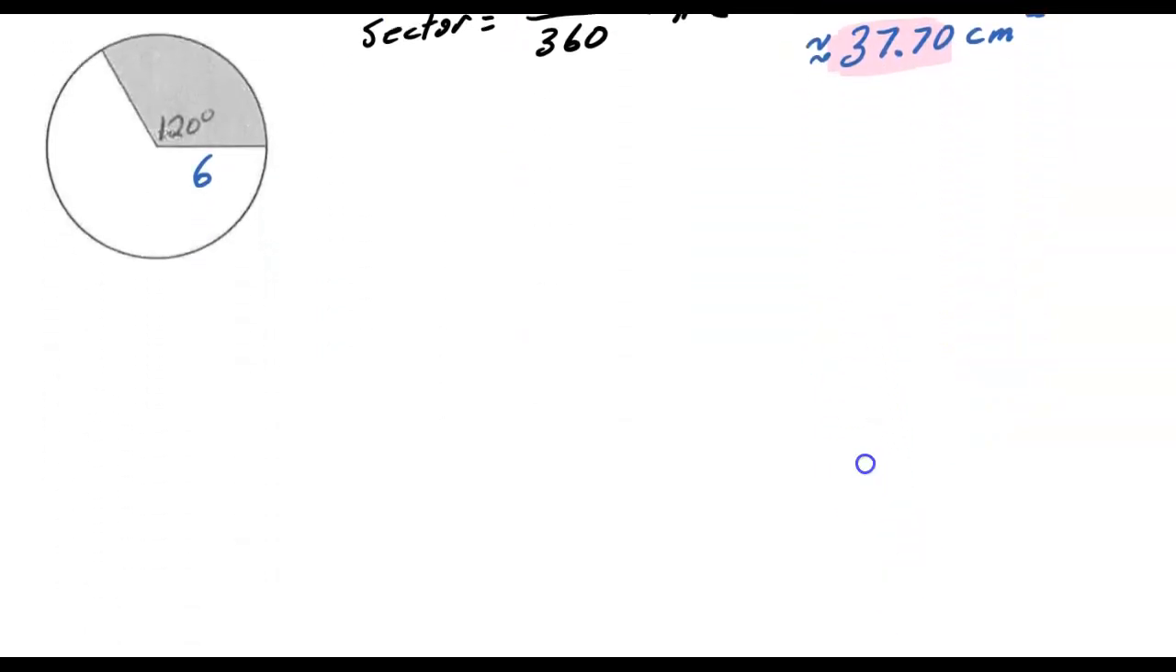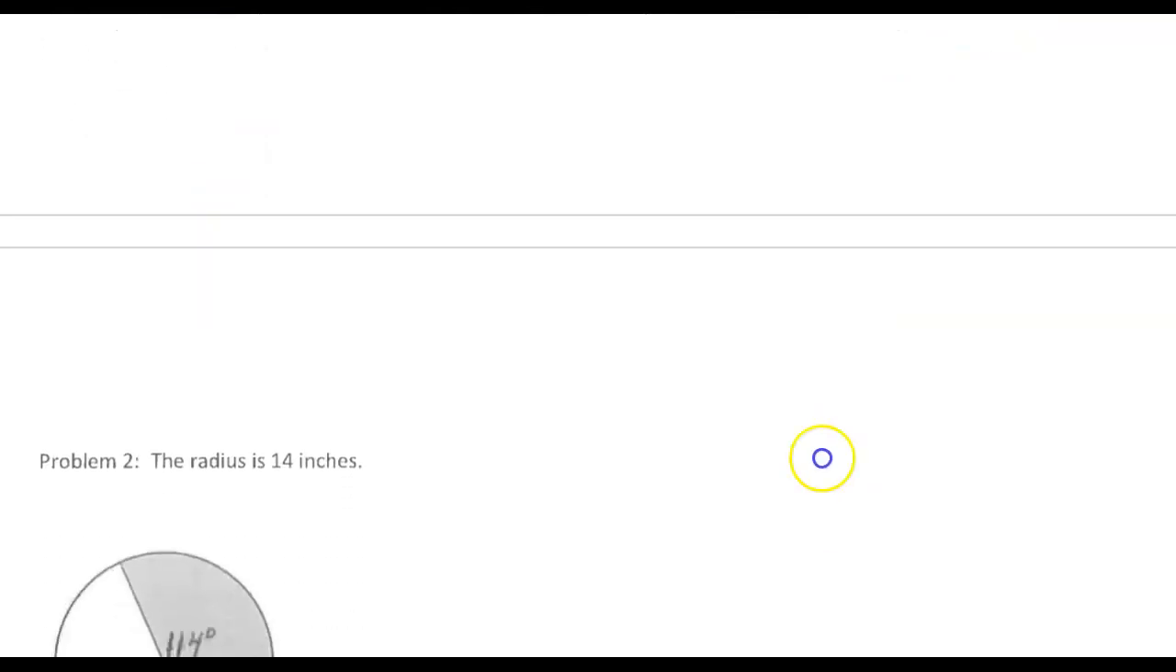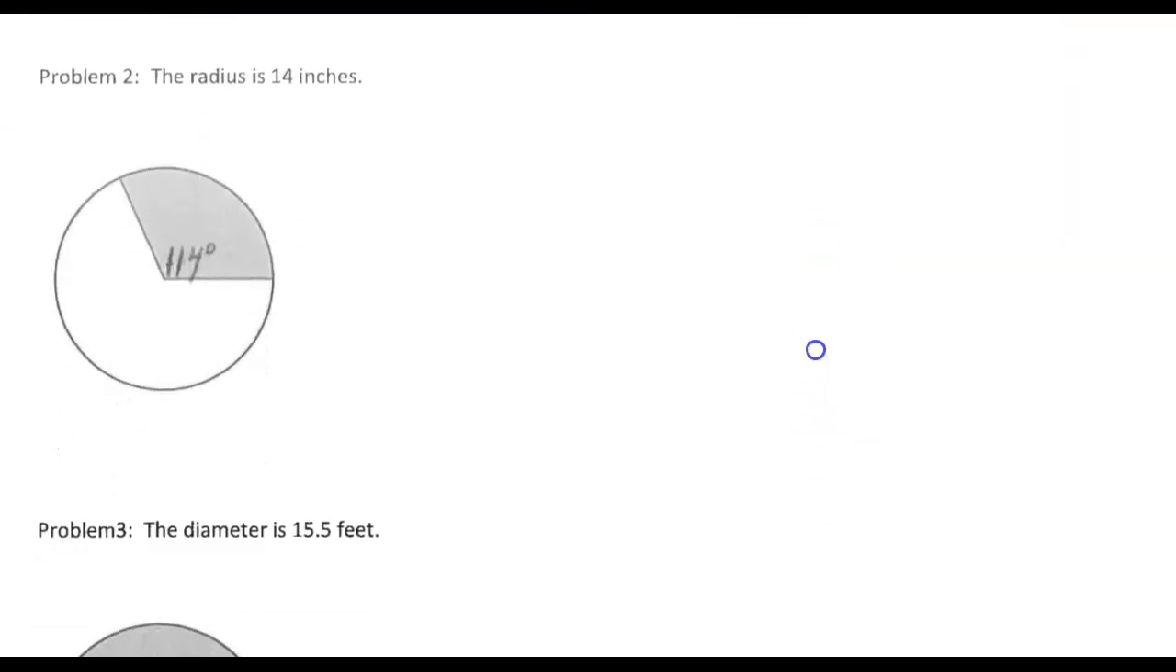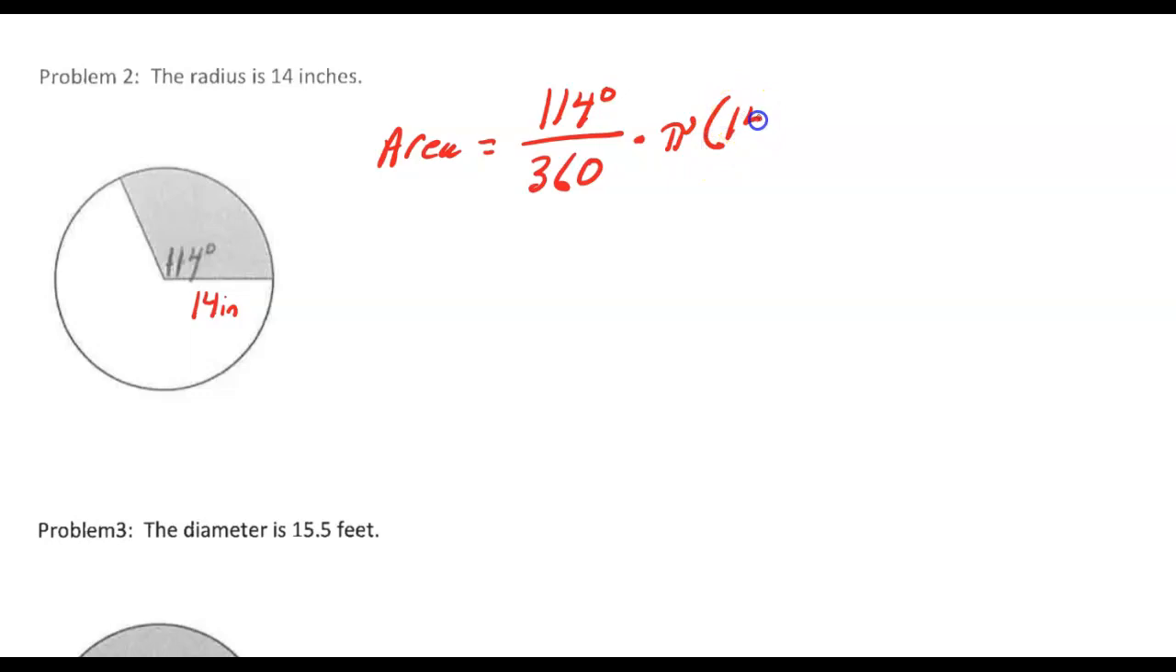If you want to pause the screen and try the next example on your own, please do so. Otherwise, follow the example in class. So here we know that the radius is 14 inches. So the area of the sector is equal to 114 divided by 360 times pi times the radius squared.